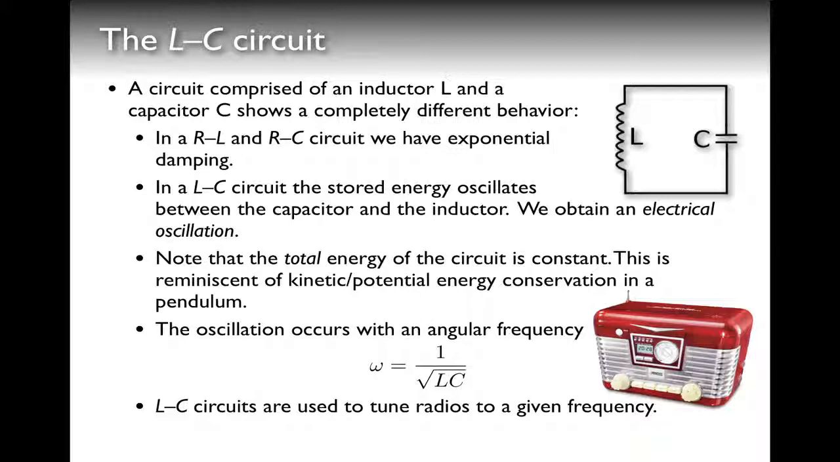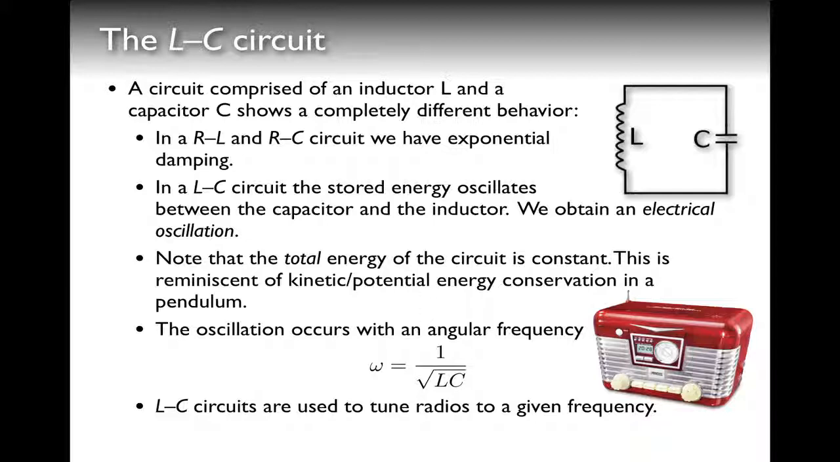You can show that the total energy of the circuit is constant, and this is reminiscent of kinetic/potential energy conservation in a pendulum. When you have a pendulum, whenever the pendulum reaches the extreme values, you have a maximum in the potential energy. The kinetic energy is 0 because the pendulum stops moving for a split second. However, when it is going through the point where the spring, for example, or the pendulum is in the relaxed position, the velocity will be maximum, meaning the kinetic energy is maximal, the potential energy will be 0, and when you look at the sum of kinetic and potential energy throughout the process, what you will find is that these are always constant.